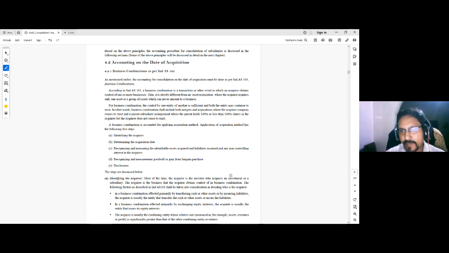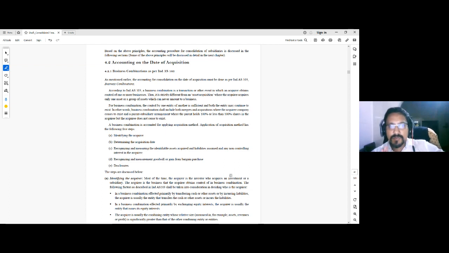subsidiary company. For example, suppose A Limited has purchased initially 30% of the shares of B Limited. By purchasing 30% share of B Limited, A Limited is not becoming the parent company of B Limited, and doesn't have the controlling interest. But suppose after 1 year, another 30% has been purchased, and 30 plus 30 makes 60%. So on this day, when I acquired the second lot of 30%, I become the parent company and the other company becomes my subsidiary company.